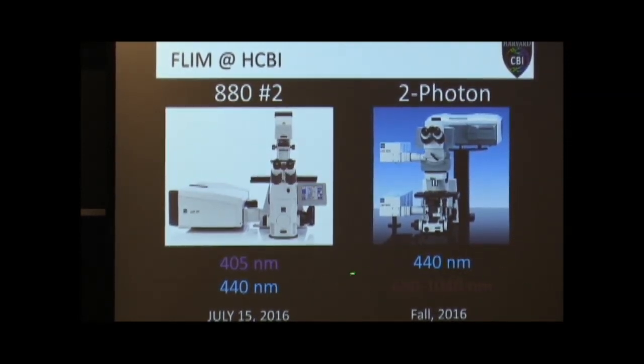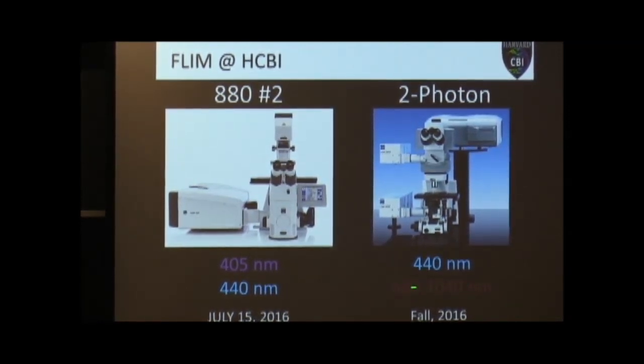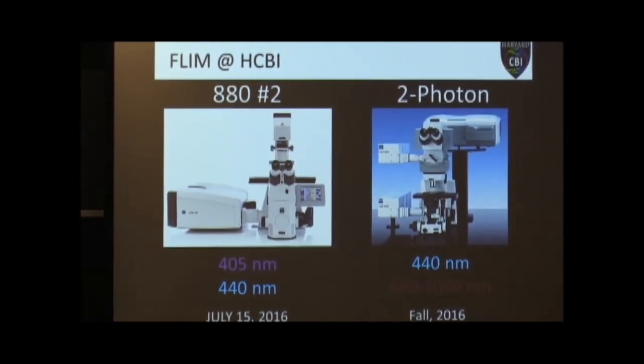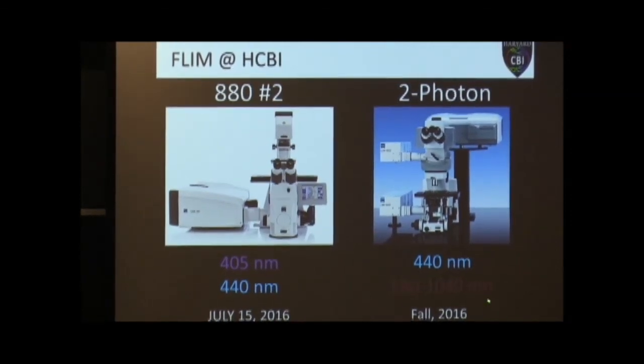And then we will have a tunable infrared laser. And this is actually incorrect. This should actually say 700 to 1300 nanometers. It's going to be the new InSight laser from Spectra-Physics. And so this should be arriving, like I said, in the fall, in late October.